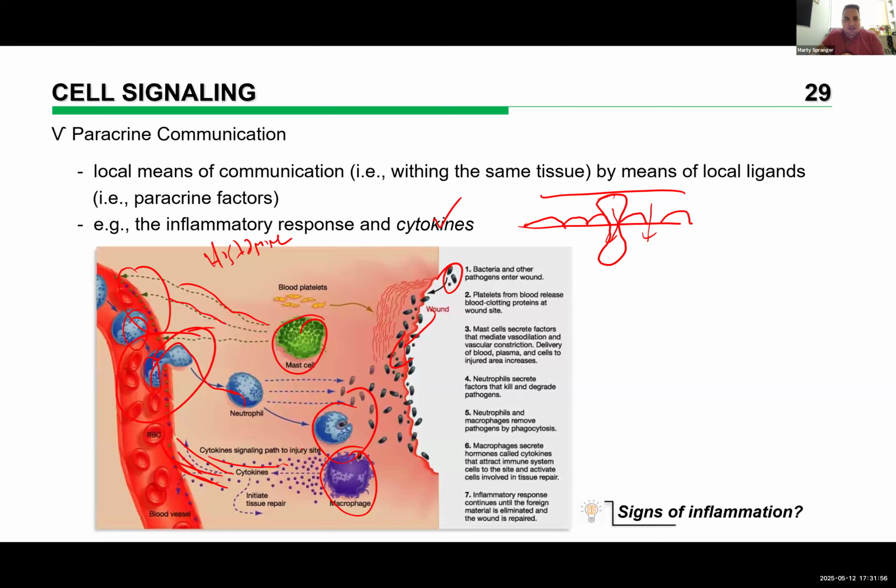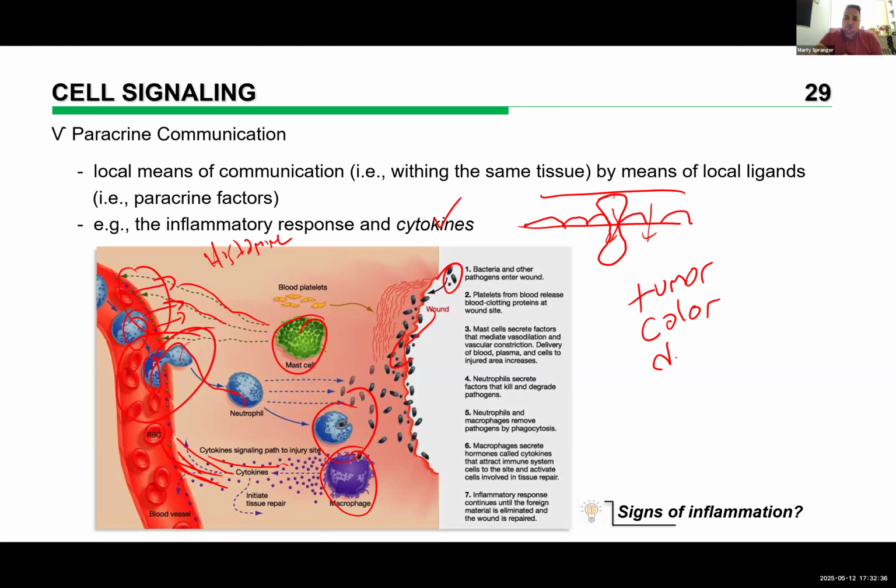So what you get is the cardinal signs of inflammation here. So for example, you get something that's called tumor. You get tumor, which is swelling. And you get swelling because all this fluid is coming out with these white blood cells. So now think about when you have an infection. The site of infection is swollen, right? So we call that tumor. Also, you get calor. It feels warm to the touch. It feels warm to the touch because plasma is coming out. And the plasma is carrying a lot of heat. So we get calor as well.